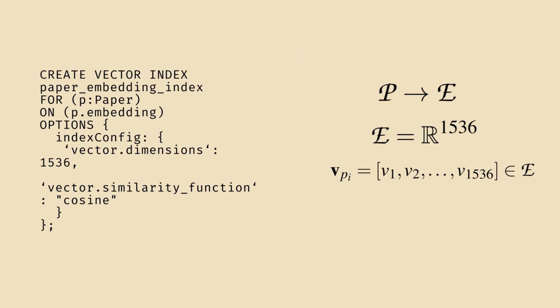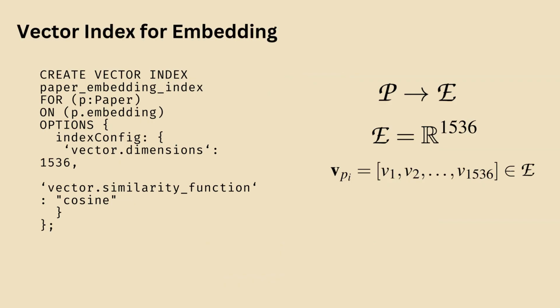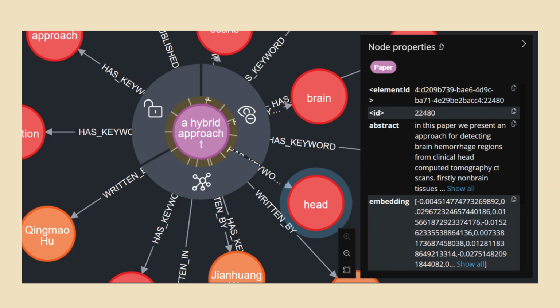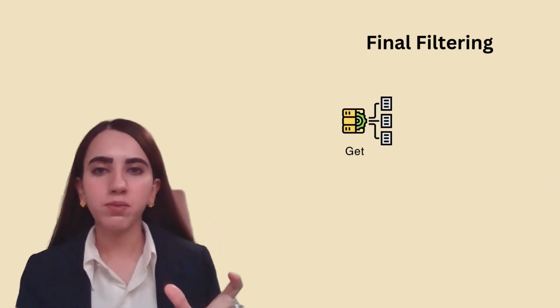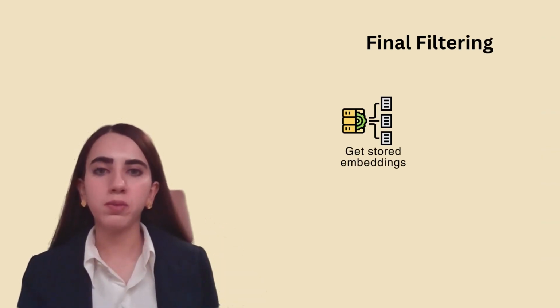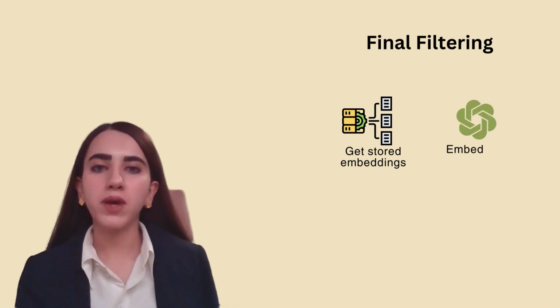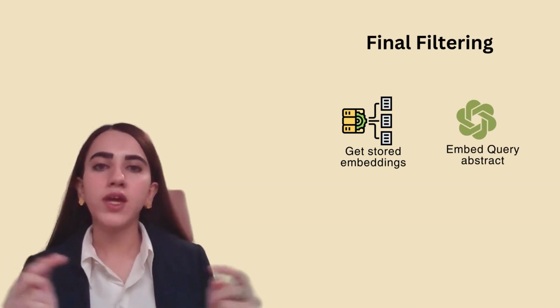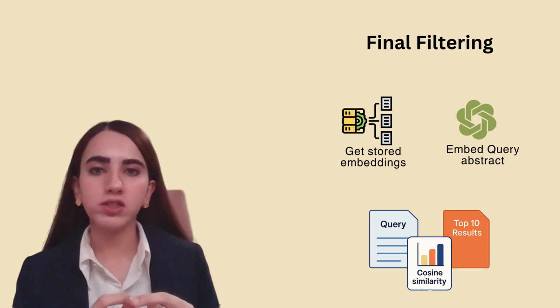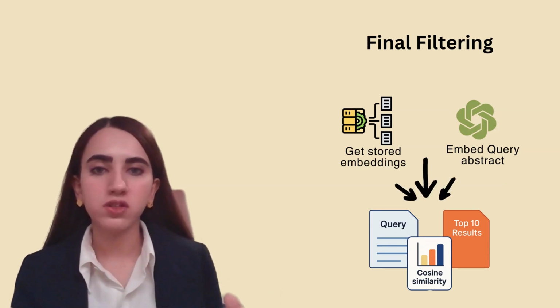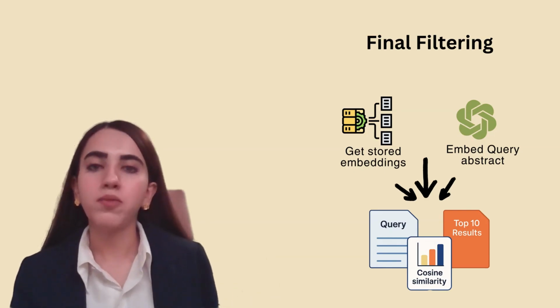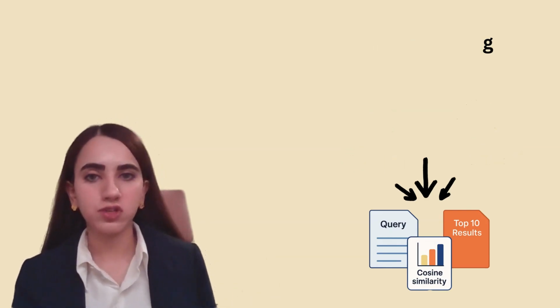To prevent the system from having to calculate the embeddings again and again, I created a vector index for embeddings so that the embeddings for each paper could be stored in the paper node's node properties. For the final filtering, we get the stored embeddings from each of the candidate paper's paper nodes, and we also embed the query abstract. We then calculate the cosine similarity between the candidates and the query abstracts, and for the top 10 results of the cosine similarity, we print them to the user as recommendations.